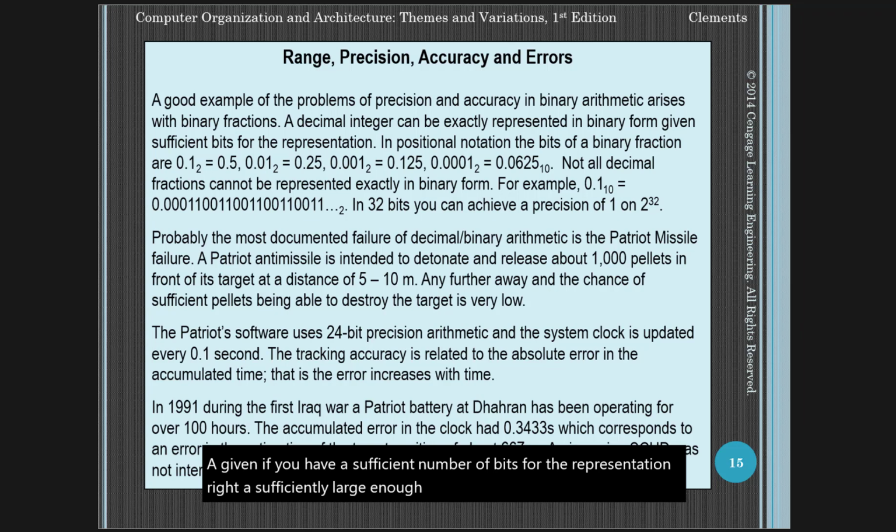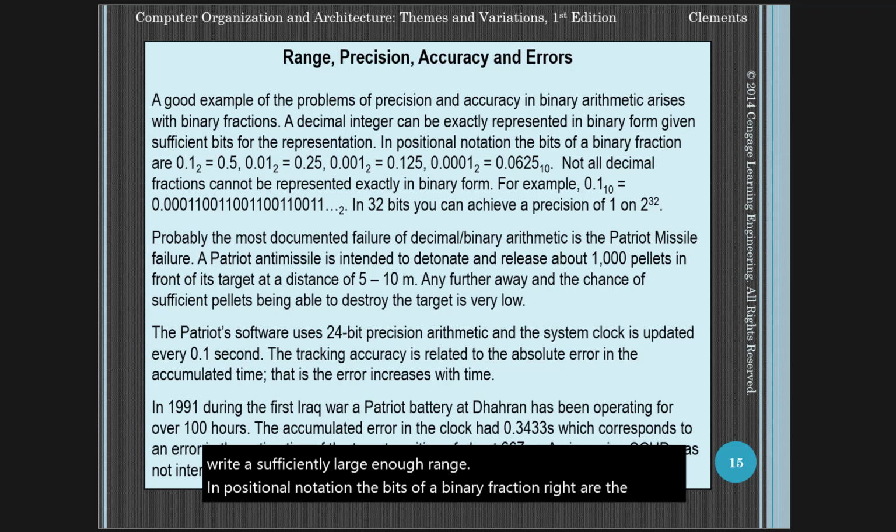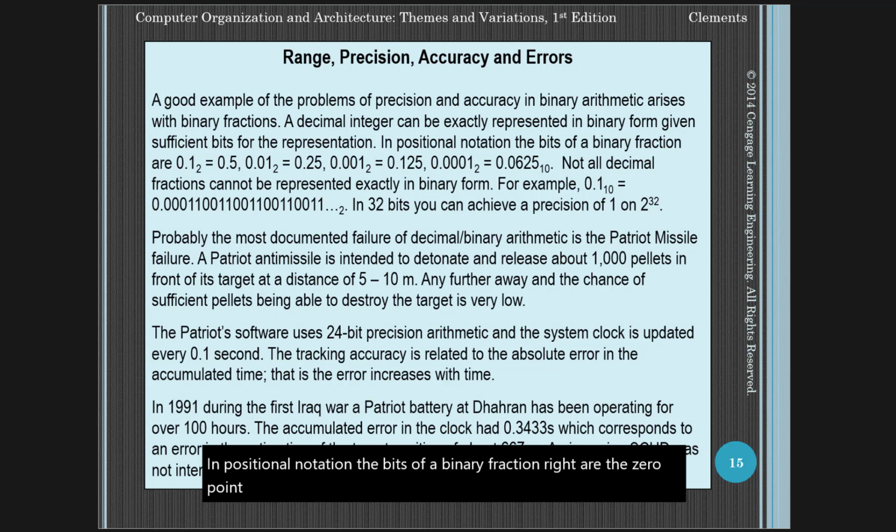In positional notation, the bits of a binary fraction, right, are the 0.1, which would equal 0.5, 0.01, right? We can see that.